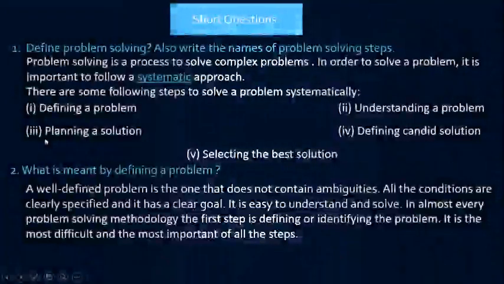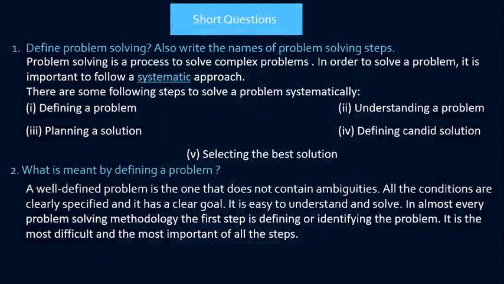Here are some short questions of today's lecture. Mark these questions in your book as short questions so that you can prepare them for the board exam. Question number 1. Define problem solving. Also write the names of problem solving steps. Problem solving is a process to solve complex problems. In order to solve a problem, it is important to follow a systematic approach. First, write the definition of problem solving, then write the steps. 1 mark is for definition and 1 mark is for steps.